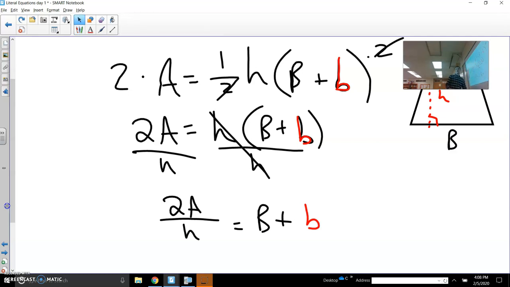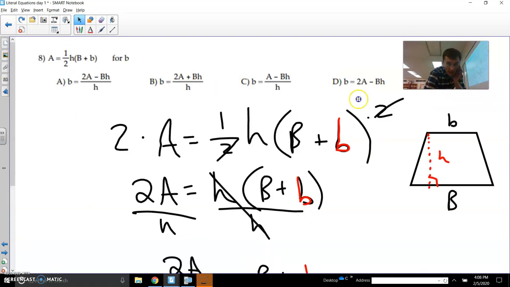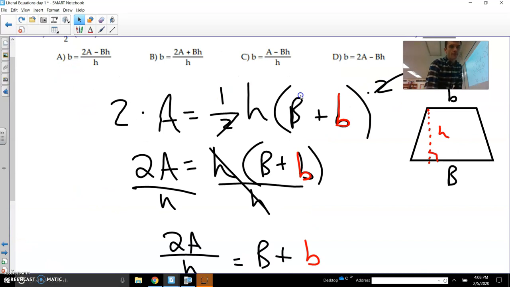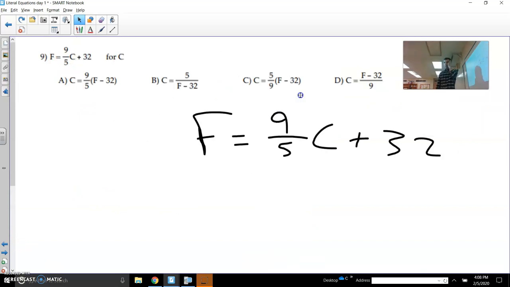So I've got one more step here. One more step. Tell me, what would you do to get b by itself, and then look at your answer choices to pick which one you think would be correct for solving for b. Okay. And then one more formula.